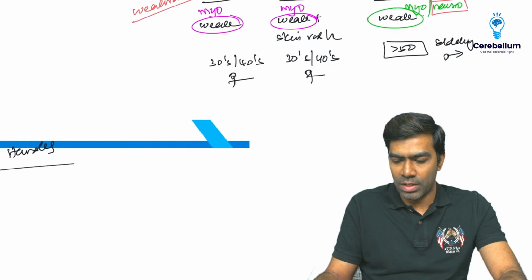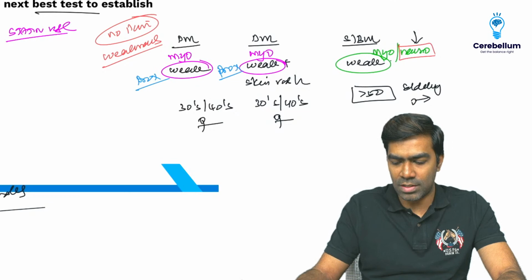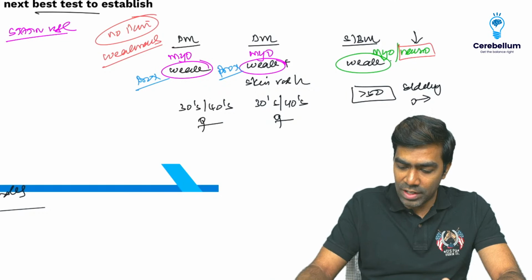So what about the weakness? The weakness will be proximal weakness in polymyositis. Even in dermatomyositis, you have proximal weakness. But in sporadic inclusion body myositis, you're going to have proximal and distal weakness both together. Proximal and distal weakness. That is why this is even more relevant.